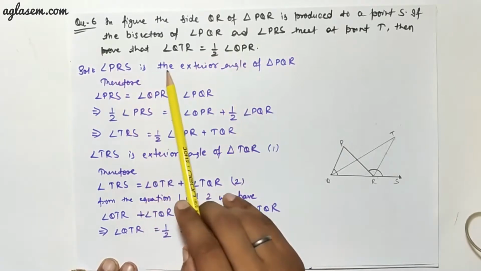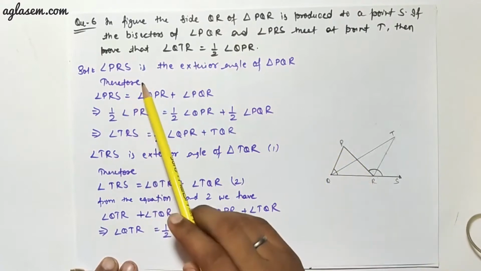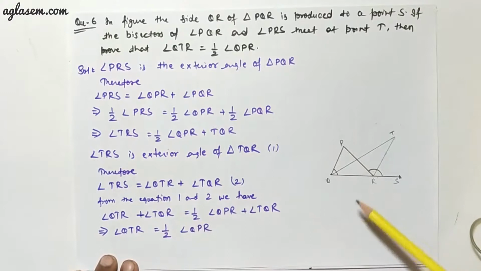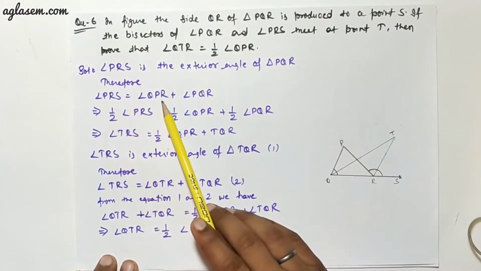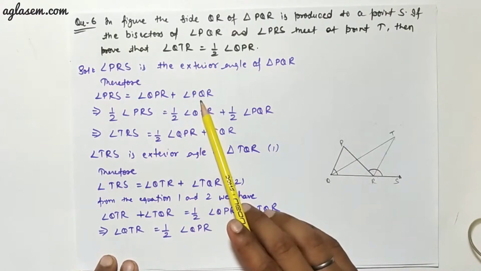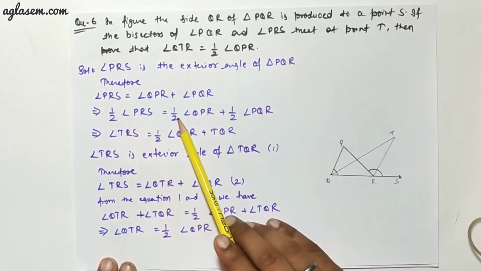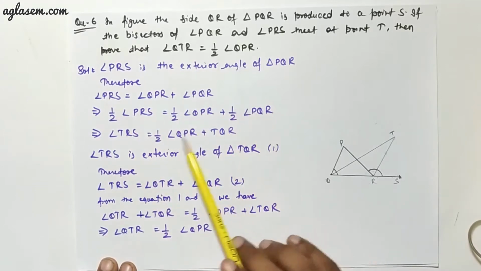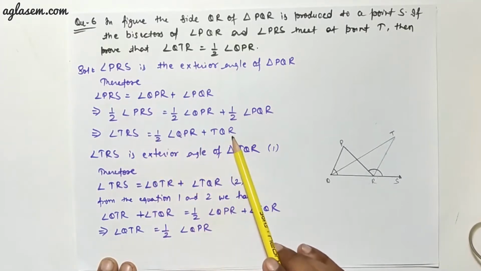So angle PRS is the exterior angle of triangle PQR. Therefore angle PRS is equal to angle QPR plus angle PQR. 1 upon 2 angle PRS is equal to 1 upon 2 angle QPR plus 1 upon 2 angle PQR. Angle TRS is equal to 1 upon 2 angle QPR plus angle TQR. This is equation 1.